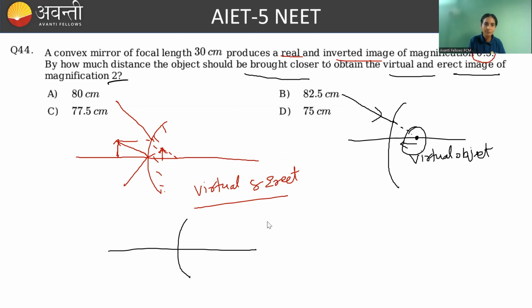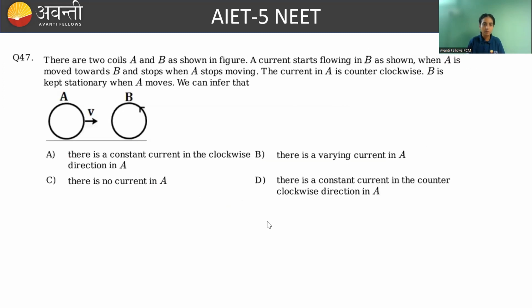Again, I included it just because I wanted to explain the concept of virtual object again. Okay, chalo. Now let's move on to this question. So in this question, what is happening? There are two coils, A and B as shown in the figure, and current is flowing. Then current starts flowing in B as shown when A is moved towards B.